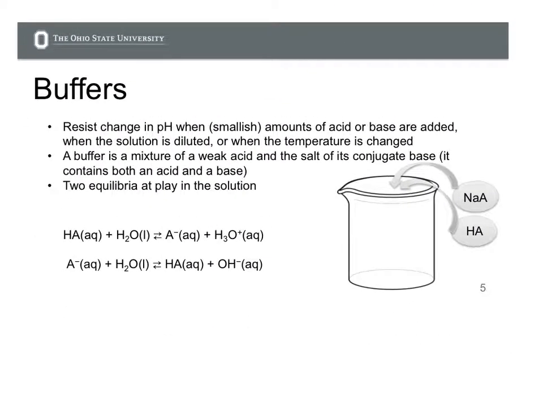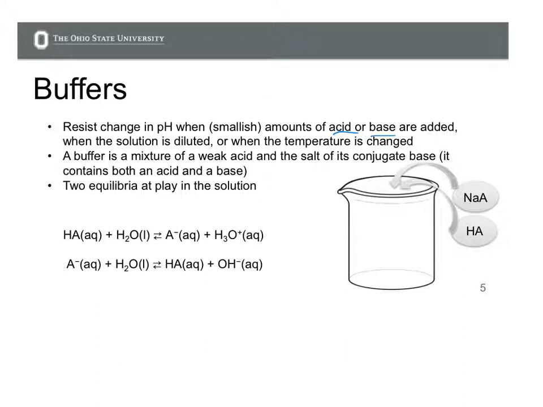All right, then let's go on to buffers. How many of you have used a buffer? Couple few. Okay, so a buffer, well, you're all using buffers because your blood is a buffer, so that's kind of a technicality. So buffers are a substance that resists change in pH when a number of things happen. Either you dilute it, when small-ish amounts of acid or base are added, or when the temperature is changed.